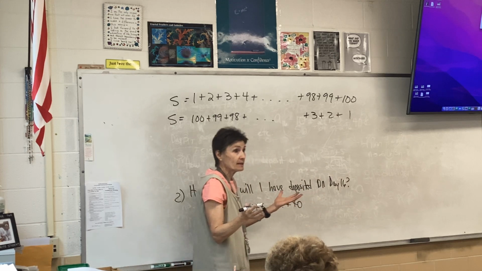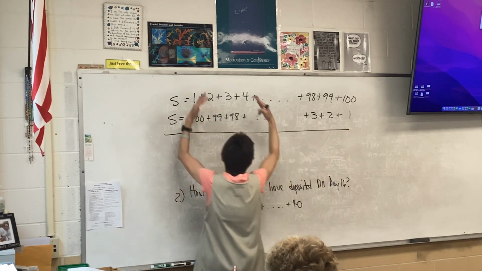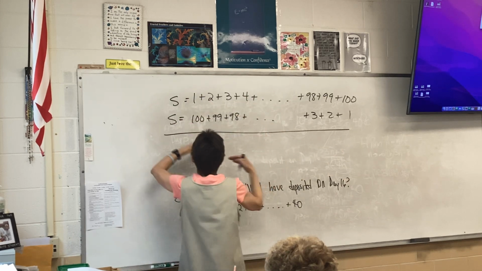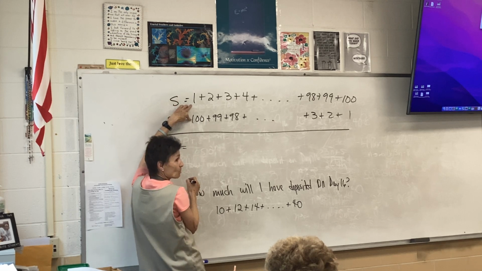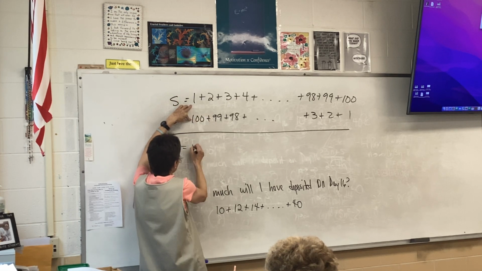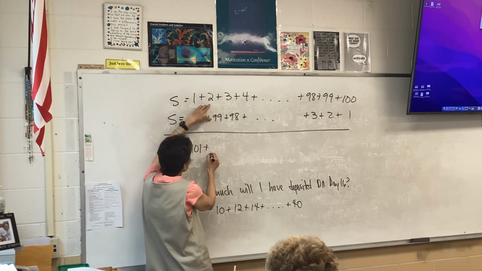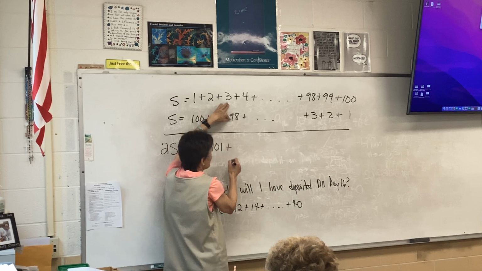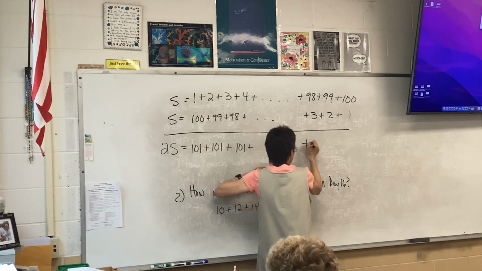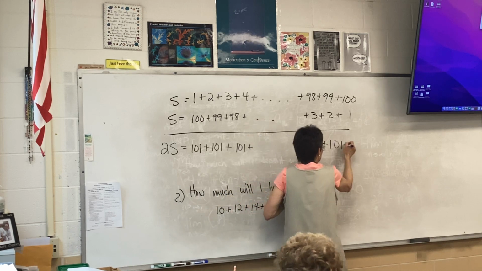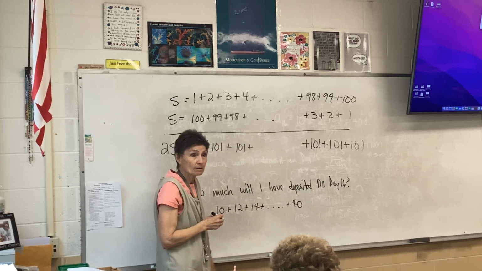True, right? You can add in either order. Well, if I add these two sums together vertically, look what happens. What happens all the way down the line? These two add up to 101. What do these two add up to? 101. And these two add up to 101, and they're just going to add up to 101 all the way down the line. True? Well, how many 101s are there?